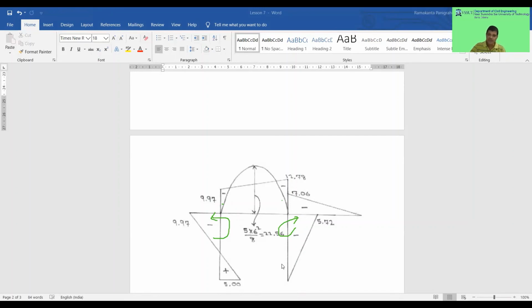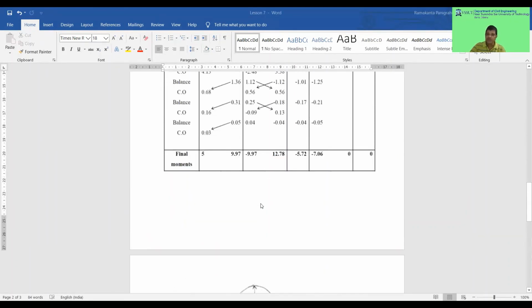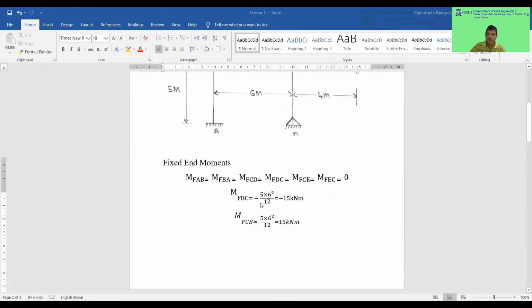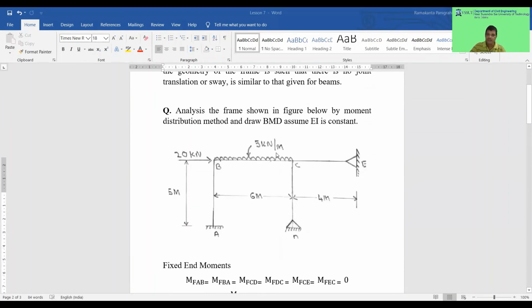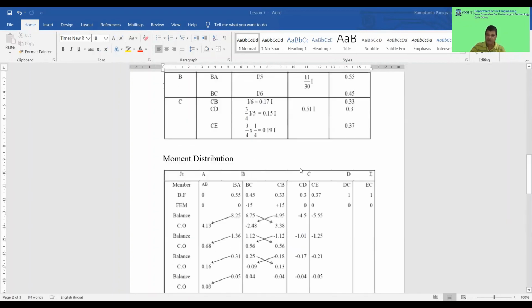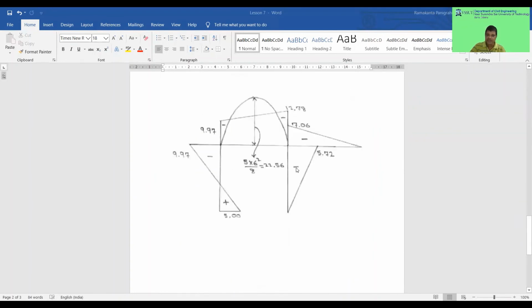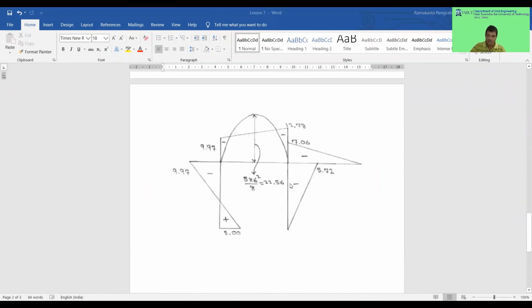Once you find the 0 values, then we have to superimpose. What do we superimpose? The simply supported bending moment. What is the simply supported bending moment? You have only the loads here. So you can find WL squared by 8. WL squared by 8 means 5 into 6 squared by 8, so 5 into 36 by 8. It will come to around 22.5.